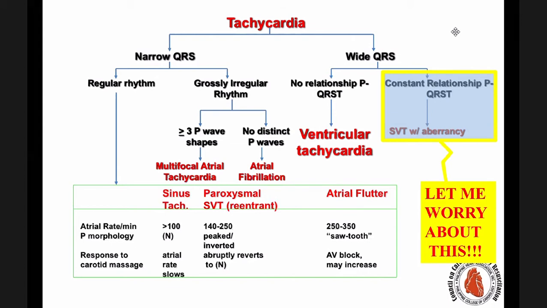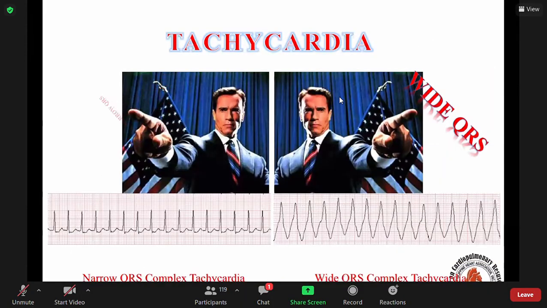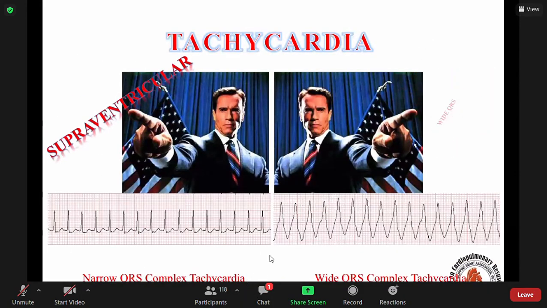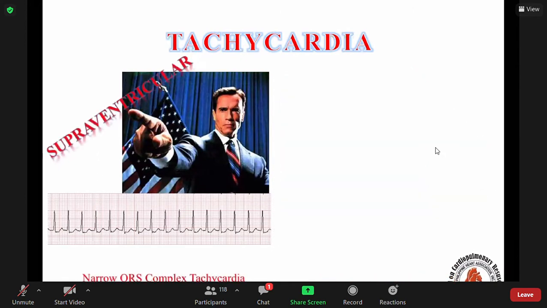Okay? Now, narrow QRS complex, you have to differentiate. You have to look at the R2R interval if it's either regular or irregular. Kasi pag regular line, tatlo yung differential diagnosis mo. And then pag irregular, dalawang differential diagnosis mo. Okay? Let's start. So let's start with a narrow complex tachycardia.